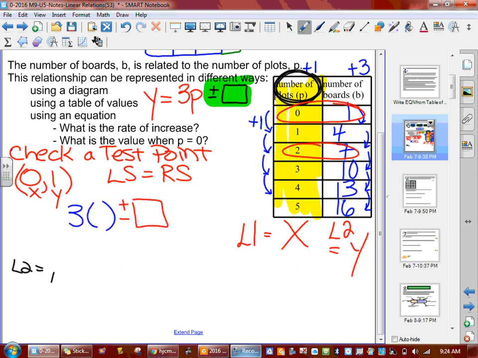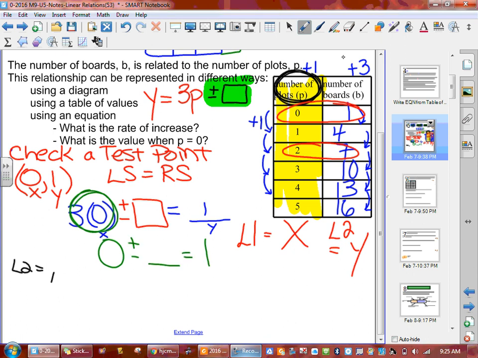And this is the X number. So we're plugging in the X and the Y number that we chose for a test point. I'm plugging in my 0 for X, and I'm plugging in my 1 for Y. Now I'm doing BEDMAS. So now I'm going to solve this part right here. 3 times 0 is 0. Well, 0 plus or subtract something has to equal 1. What do I have to add or subtract to 0 to get a 1?